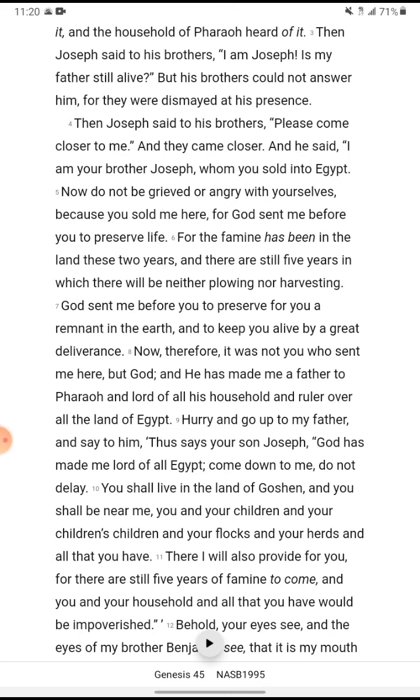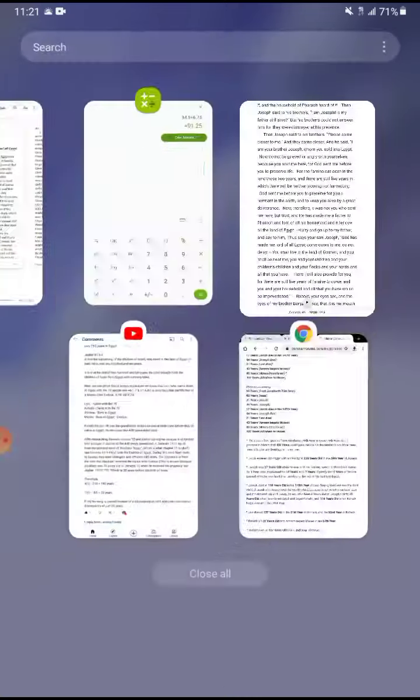And we read here in verse 6, "For the famine has been in the land these 2 years, and there are still 5 years in which there will be neither plowing nor harvesting." Okay, so right there, Joseph is 39 years old. Okay, so let's run the numbers.